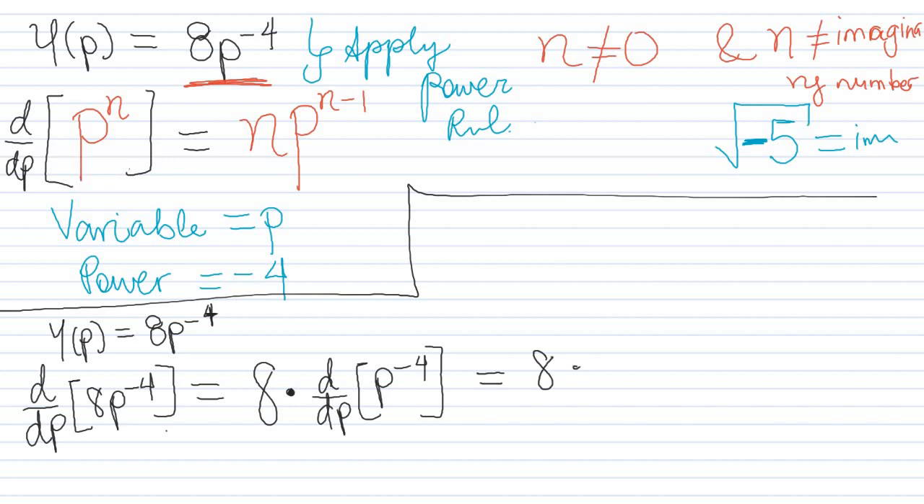So that will be 8 times, what is the derivative of p raised to the power negative 4? Bring down 4, that will be negative 4p. Now decrease negative 4 by 1. Now the thing with negative numbers, like negative 1, negative 2, negative 3 down to negative infinity, anytime you decrease a negative number by another positive number, you're going to get a more negative number. So if I have negative 1, I'm going to have a more negative number, making negative 2. If I have negative 2, I'm going to get a more negative number.